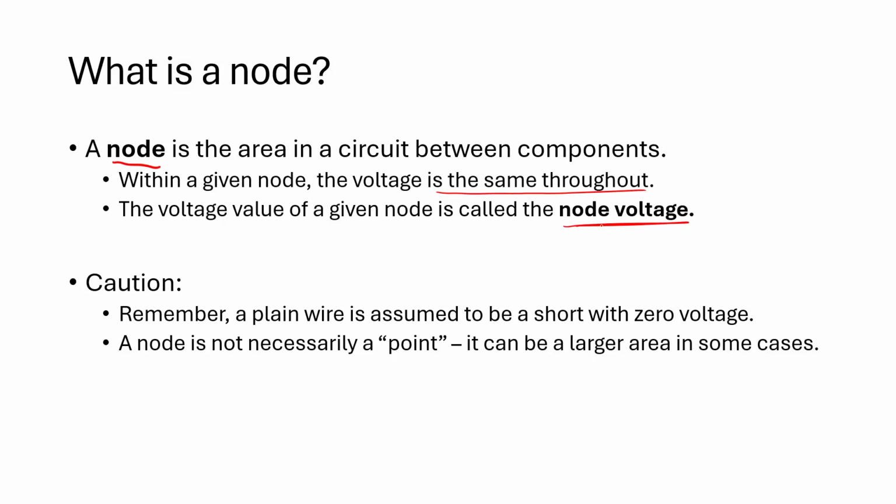One other caution to point out when looking for nodes in a circuit is that nodes are not necessarily a point. It can be a larger area connected by wire, and remember that a plain wire is assumed to be a short with zero voltage. So if you have 2 points that are connected by a plain wire, those points will have the same voltage between them. And so a node can also include areas of wire. So be aware of that as you identify your nodes. Let's go ahead and practice identifying some nodes real quick, just to make sure everyone is comfortable with this.